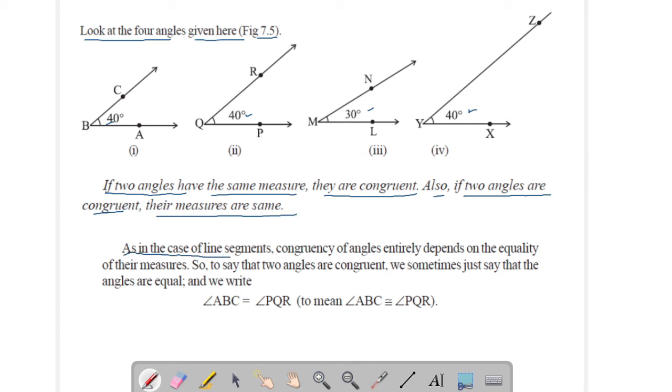As in the case of line segments, congruency of angles entirely depends on the equality of their measures. So, to say that two angles are congruent, we sometimes just say that the angles are equal, and we write angle ABC equals angle PQR to mean angle ABC is congruent to angle PQR.